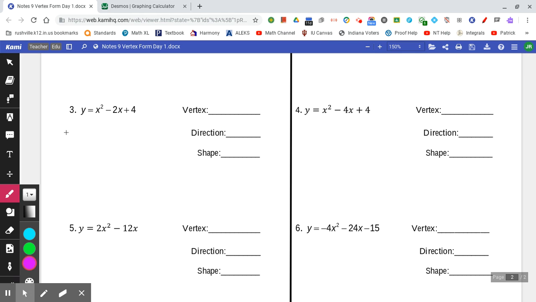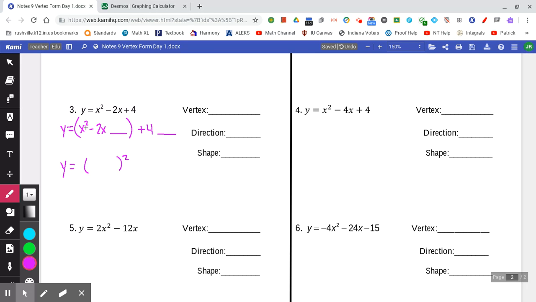Let's do another example. So what I'm going to do is I'm going to rewrite this. I have y equals x squared minus 2x. I'm going to put a blank so I can figure out how this trinomial is going to factor down to be some quantity squared. But then I have this plus 4, and then I'll need to put another blank to balance my equation.